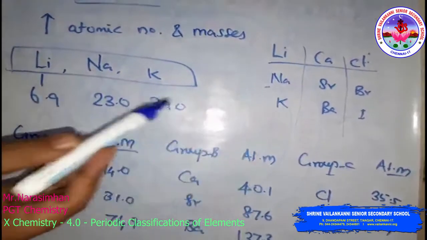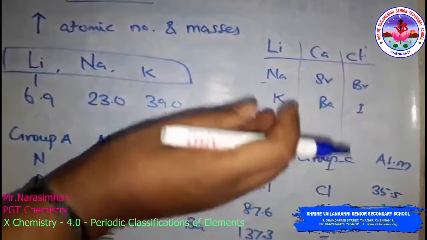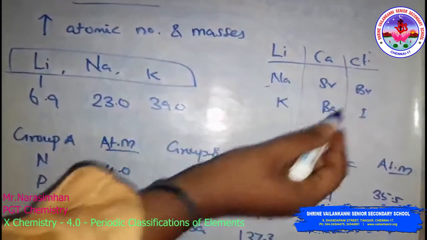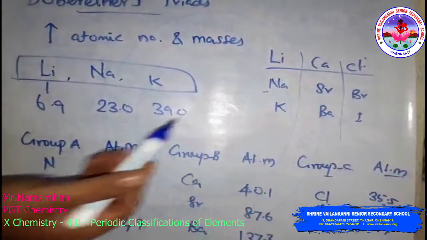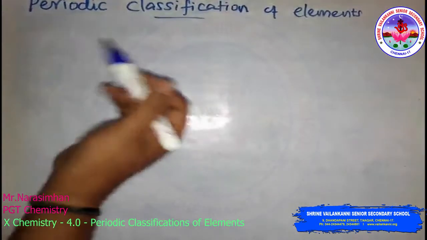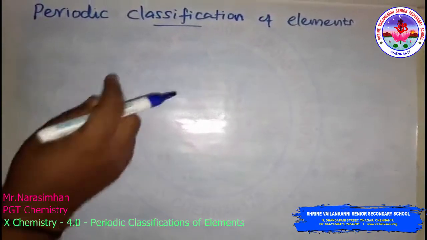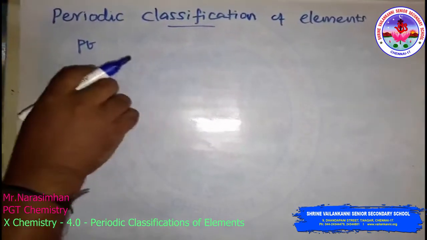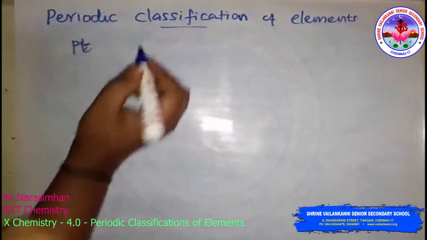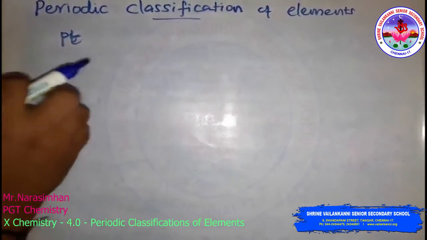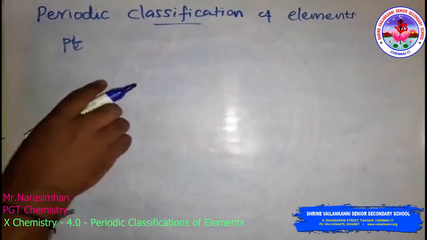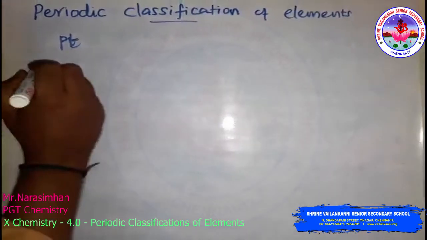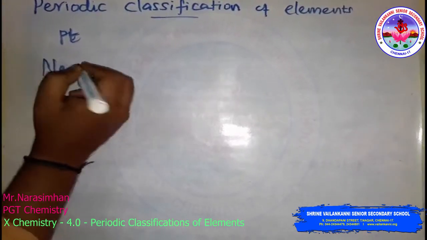Then we can move on to Newlands' law of octaves, a further detailed study of periodic classification. Before that, Dobereiner made the first observation on platinum (Pt) as a catalyst. A catalyst enhances the speed of a reaction. He discovered similar triads of elements, which led to the development of the periodic table. Next is Newlands' octaves.